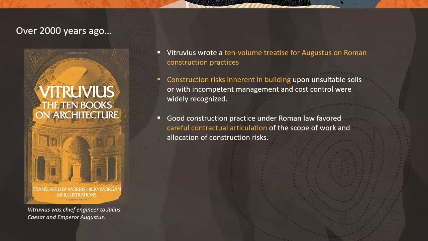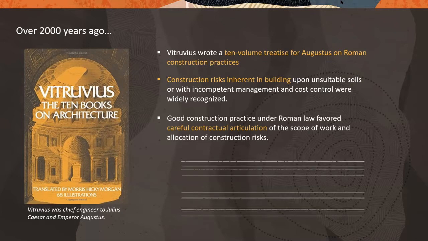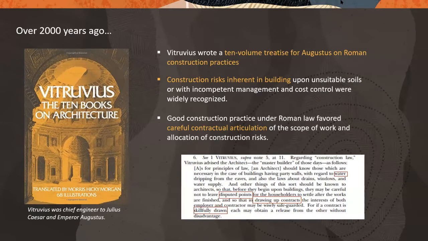They talked about careful contractual articulation. So some way to think about this is all that thing that Alan was talking about with Aconex control, connected cost and P6, there was some level of thinking along those lines 2000 years ago. And here's some text around it, right? They're talking about disputes and drawing up contracts that need to be skillfully drawn.